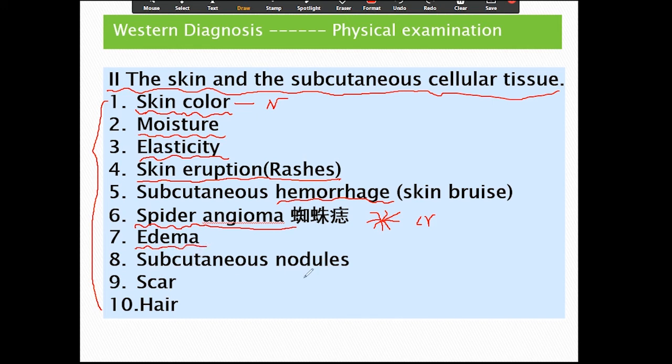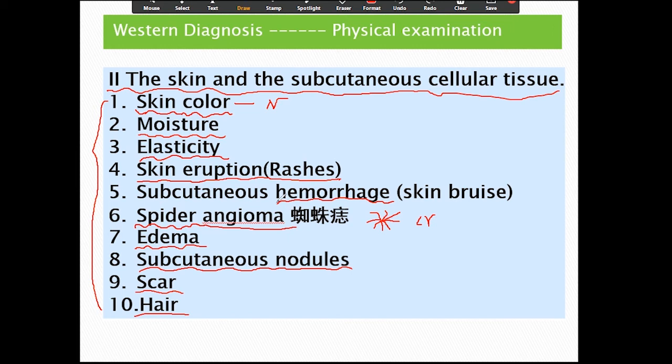Then we look at the tissue under the skin, where some people may have nodules. Not only lymph nodes, we will talk about lymph nodes separately later, but here just generally nodules, like some tumor under the skin. Then we look for scars under the hair. Basically, we are not truly making a diagnosis. We just pick up the information here. We record all the information, then we put it together.